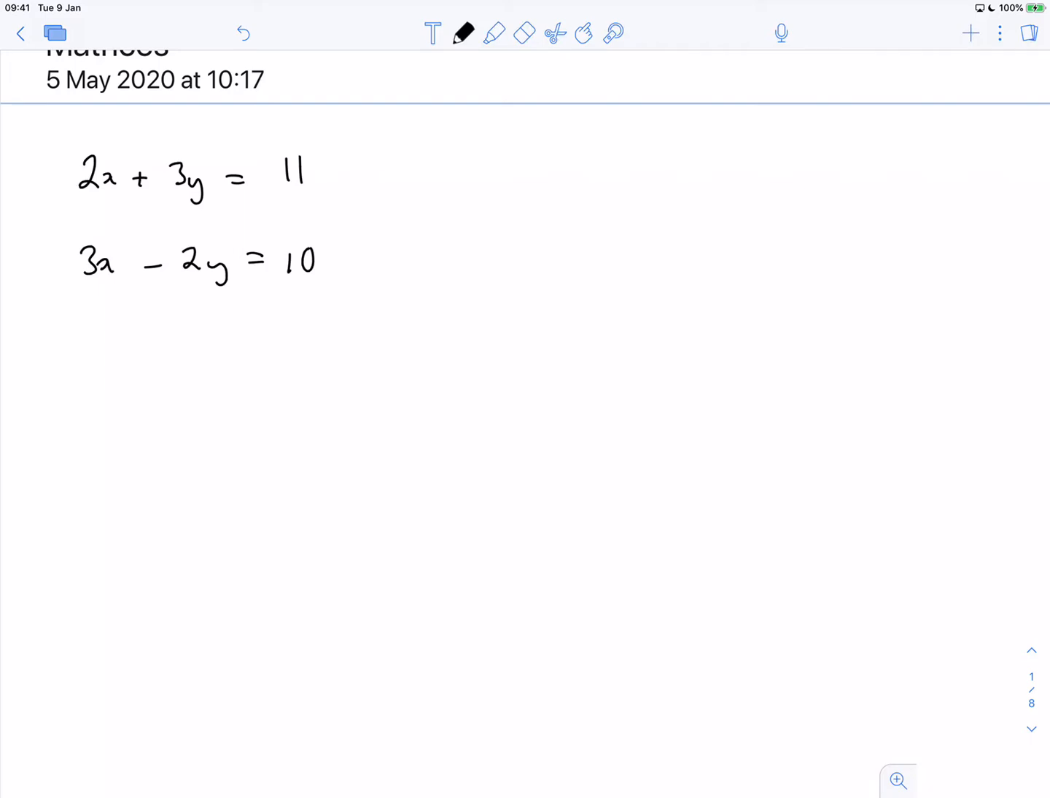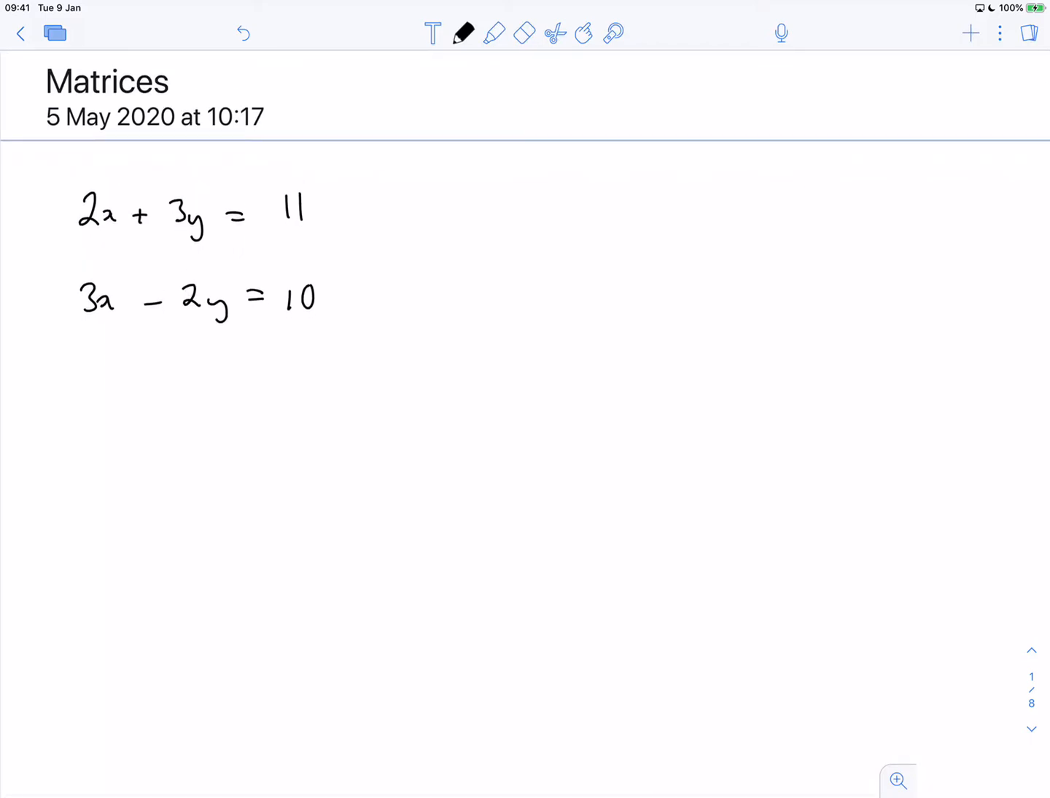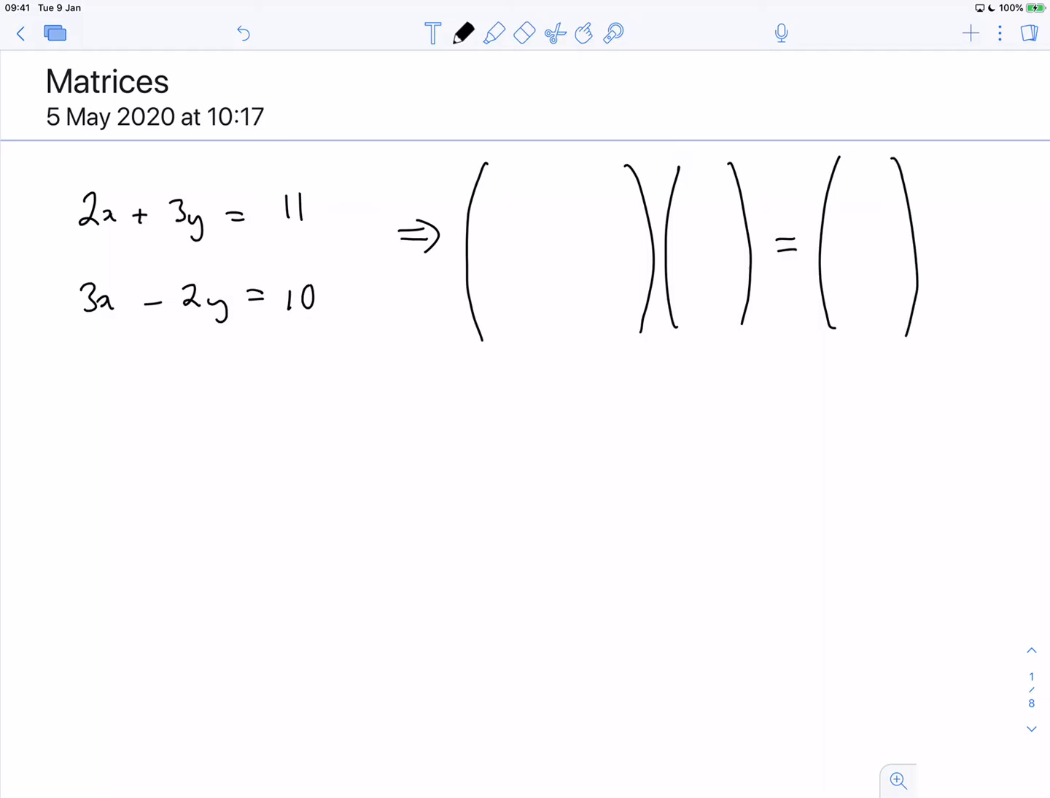Then what can matrices do? Well, matrices are essentially just ordered sets of numbers and letters, components. So I could write the following. So I could have something like this, and notice what elements go where and potentially why. So I would have x and y here, 11 and 10 there, and 2, 3, 3, minus 2.